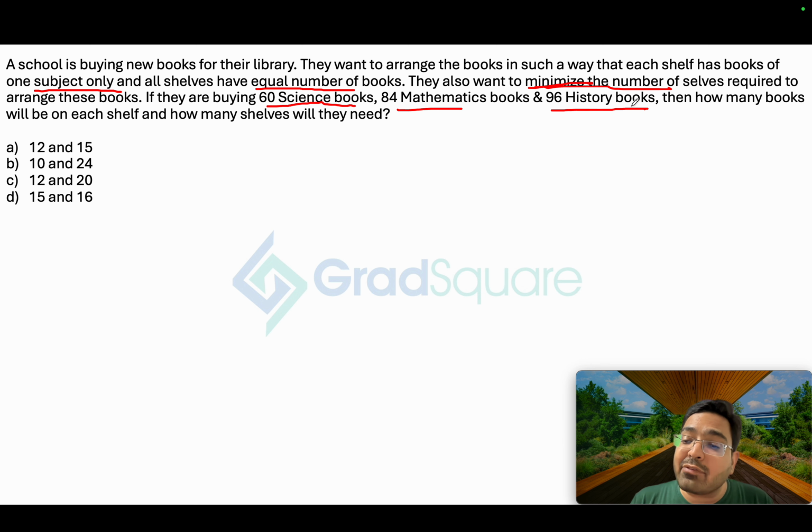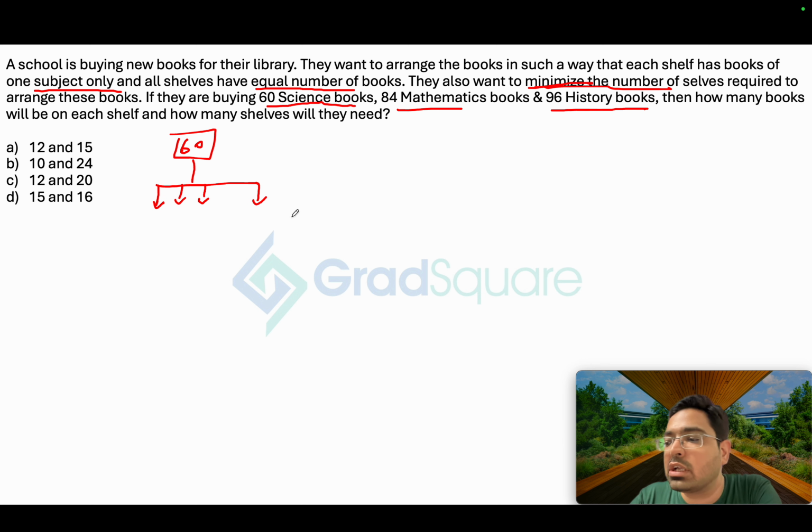Now, since I have to ensure that all the shelves will contain an equal number of books from the same subject, I'll have to look at common factors of 60, 84 and 96 and ensure that I'm picking the highest factor between these three numbers as the number of books on each shelf. So let me just put this on the screen for you. If I look at 60 as a number, then you will realize that 60 will have factors like 1, 2, 3, and so on and so forth, all the way up to 60. Those will be the factors of 60, correct?